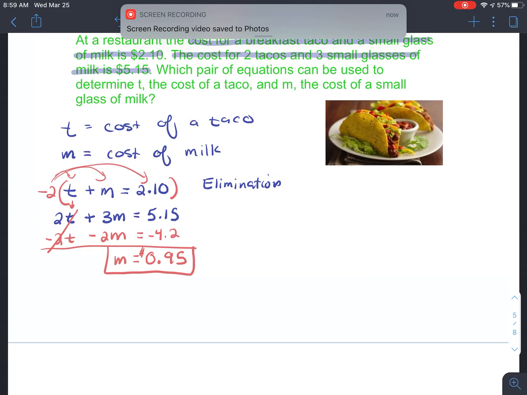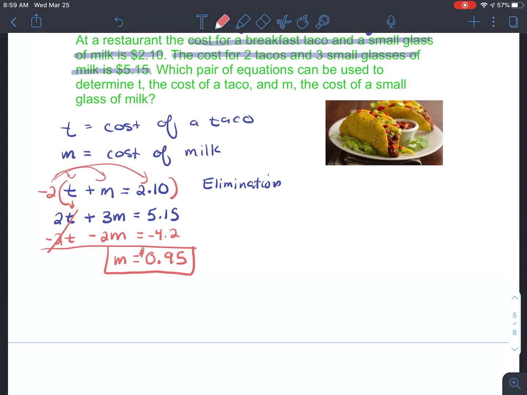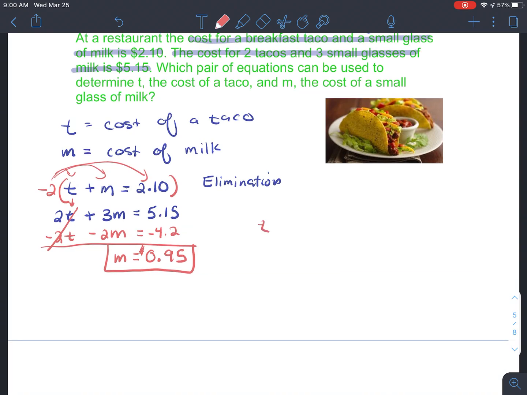The t's cancel out, and 3m minus 2m is just 1m, and we get 95 cents is the cost of a glass of milk. Okay, so now we need to find out what the cost of a taco is going to be. So I can substitute it into either equation. So I'm going to pick the first one. T plus the cost of milk is equal to $2.10. Moving this over, put 95. I get that tacos are equal to $1.15.